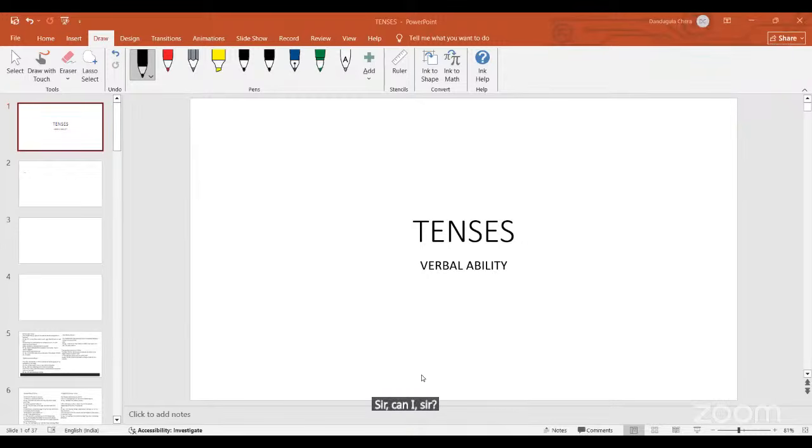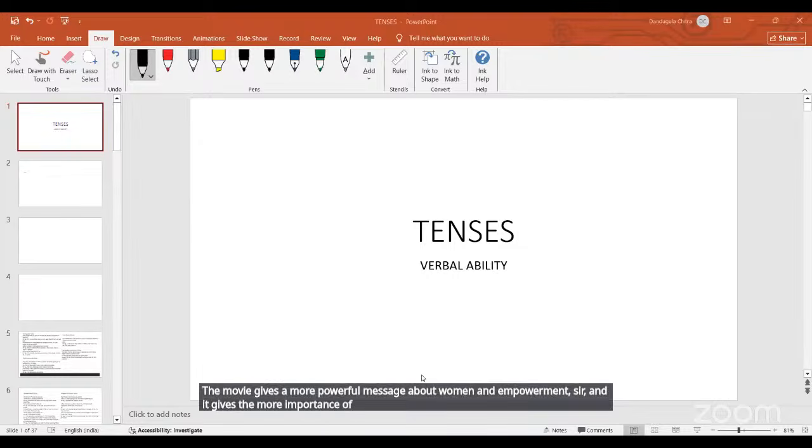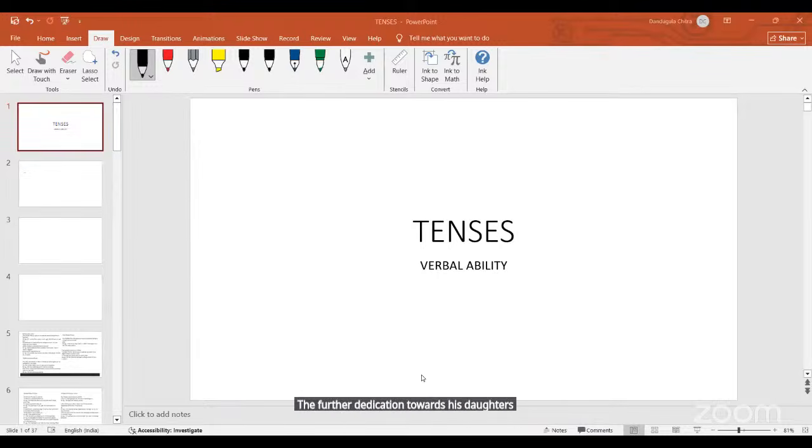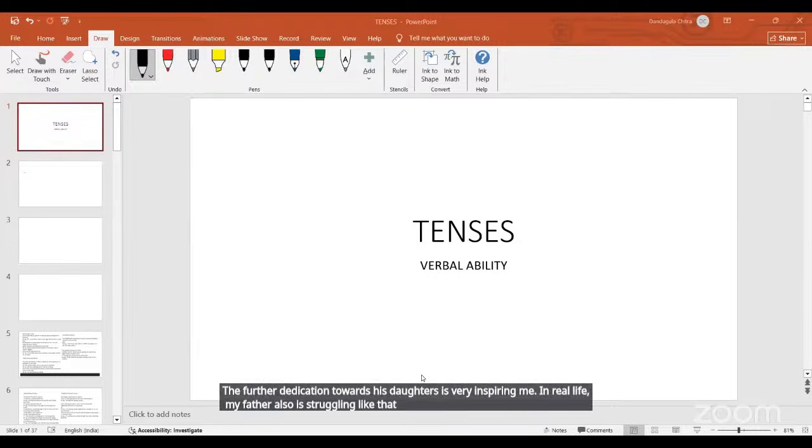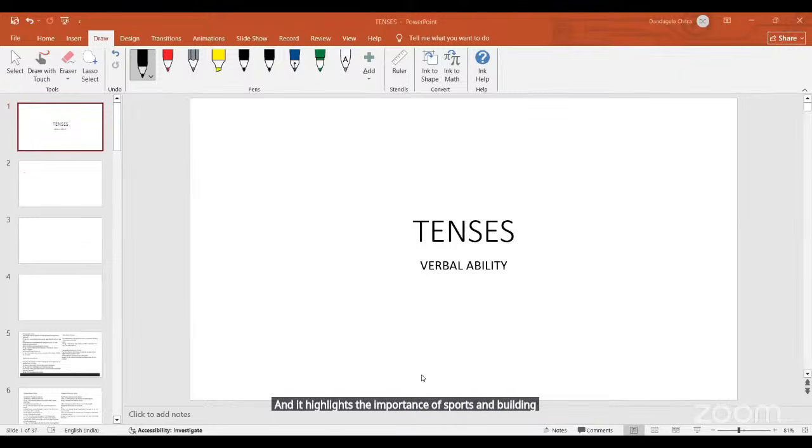Sir, my favorite movie is Dangal, sir. The movie gives a very powerful message about women empowerment, sir, and it gives more importance to hard work and discipline, sir. That movie is like a boxing type, and the father's dedication towards his daughters is very inspiring to me. In real life, my father also struggled like that for my studies, and it highlights the importance of sports and building confidence and success.